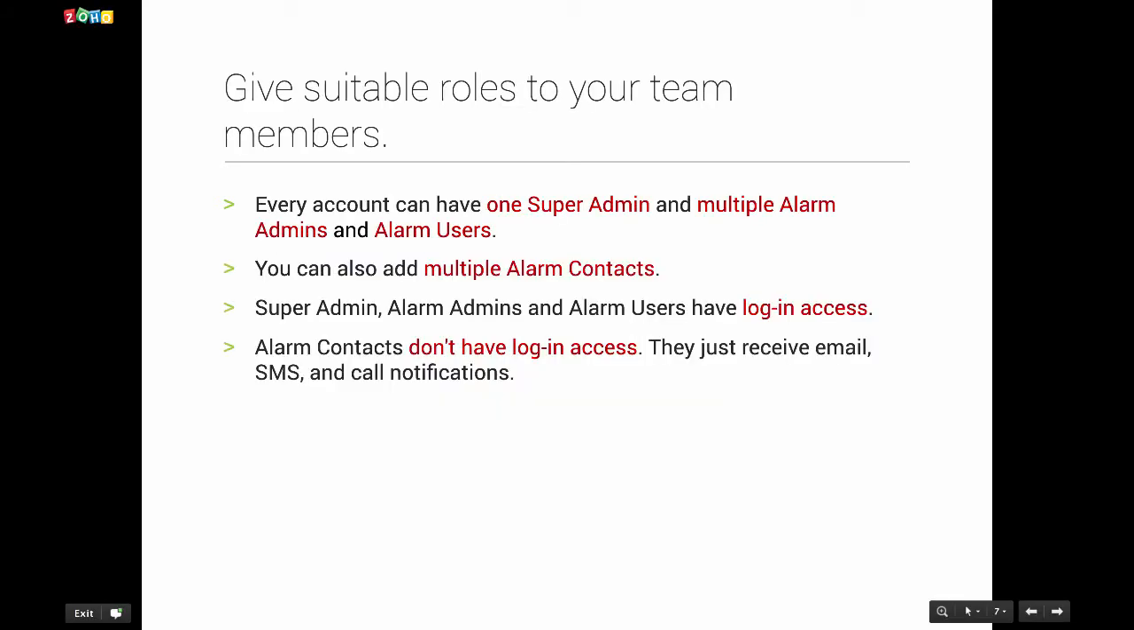In AlarmsOne, we have different roles. We have one super admin per account and multiple alarm admins, alarm users, and multiple alarm contacts. While the super admin, alarm admins, and alarm users have login access, the alarm contacts do not have login access. They just receive the notifications through email, SMS, and call.